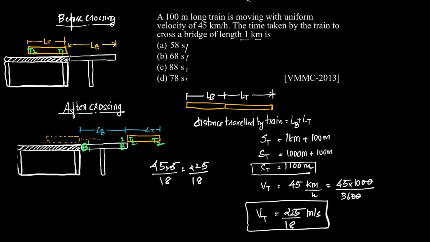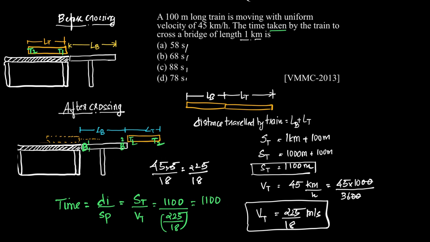Now what we are supposed to find out is the time taken. See, so the time taken would be equal to distance by speed. What is the distance? The distance is ST. What is the speed? The speed is VT. So ST is 1100, whole upon the speed, which is 225 upon 18. So this becomes 1100 into 18, the whole upon 225, right?